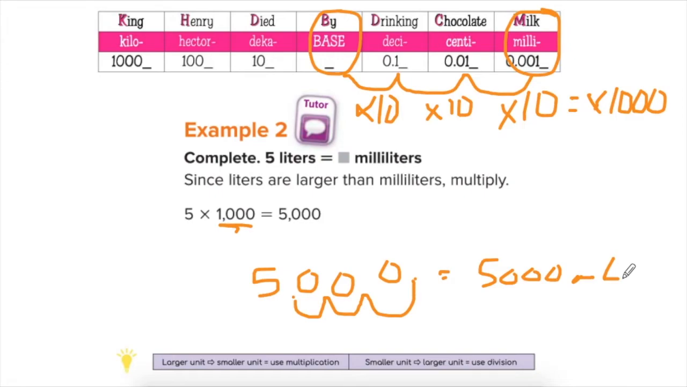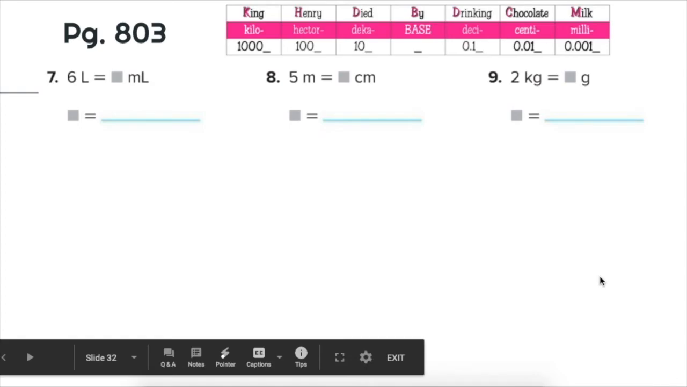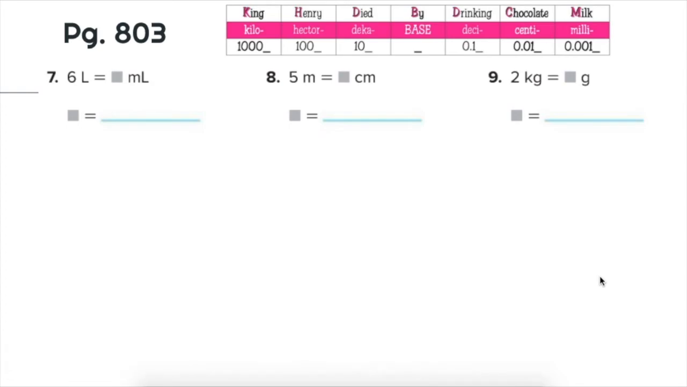Now that we've broken it down for the 2 examples, let's look at some problems on page 803. I'm doing 7 through 9. I have our little table again here to help you out. You also have a little bit of a table kind of like this in your book, but I'll put this on the website so you guys can have access to this too.